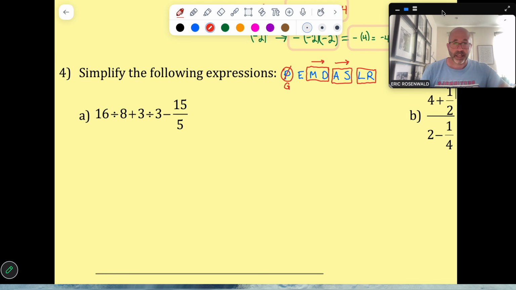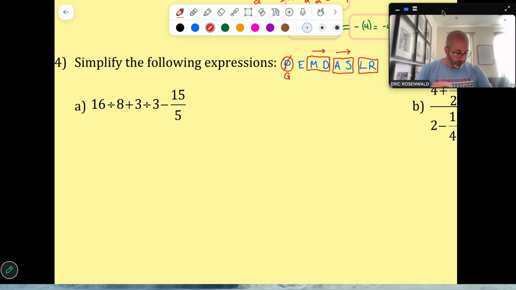All right, and we're just going to do a little checklist, okay? So first thing, do we currently have grouping symbols in this? We do not, okay? Do we currently have exponents? We do not. Do we currently have multiplication? We don't. Do we have division? Yes, and we had division more than one time. So what we're going to do is work through these from left to right, okay? So we're going to do these at the same time.